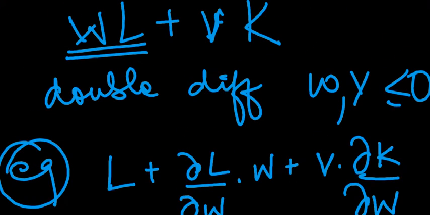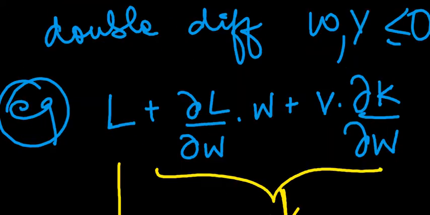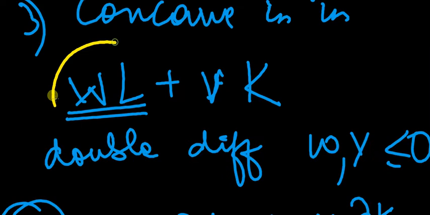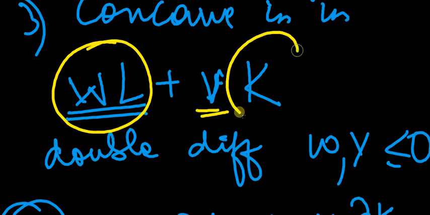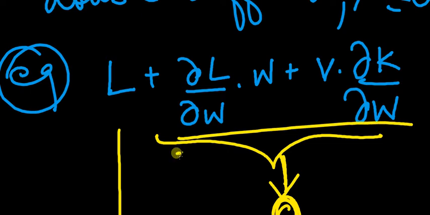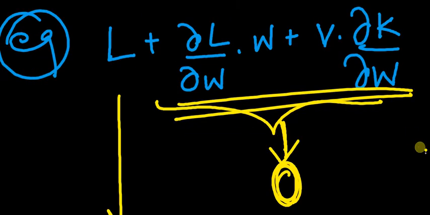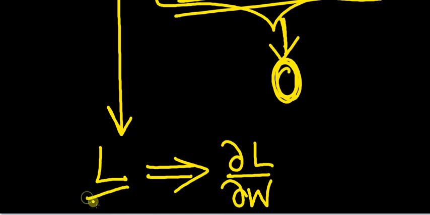I was telling you in the previous video that when I differentiated once, I'm going to use the product rule, and this is a constant, so I'll just differentiate this, and then I will use my envelope theorem and I'll say that this part is 0. So I'm left with just L, and I'll differentiate L with respect to W when I do the double differentiation, and I'll get this.